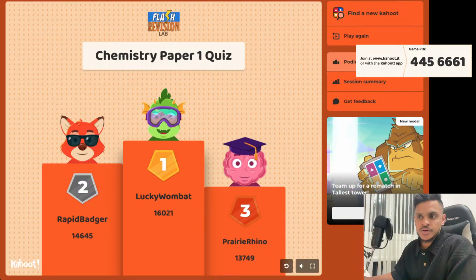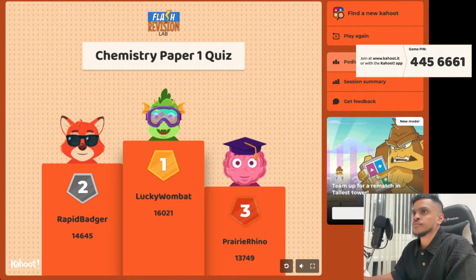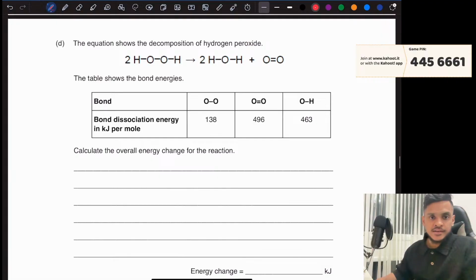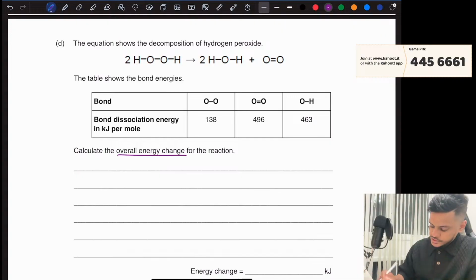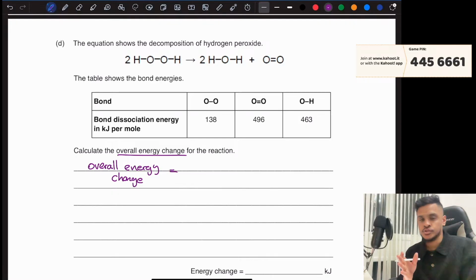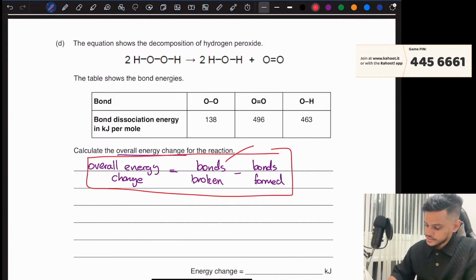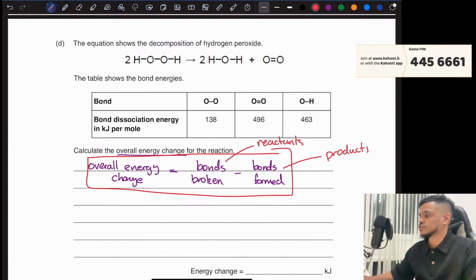Let's do some more questions. Okay? Let's have a bit of fun. Right, we have a bond energy calculation. If you see these, just remember, if it asks for overall energy change, it is equal to bonds broken minus bonds formed. Calculate the reactants and then the products, and then you subtract the two answers.